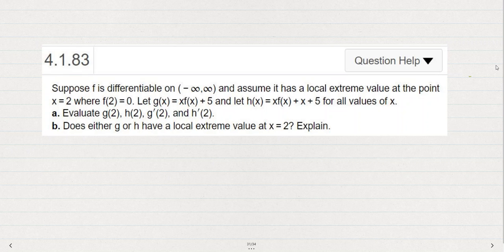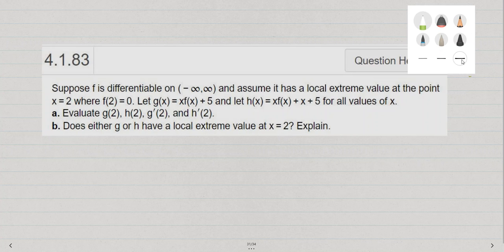This question came in from a student from section 4.1, and it's a good question because it really assesses whether you understand what extreme values are and how we use the first derivative to find those extremes. So let's start by making sure we understand the information that we're given. Here's a copy of the question, and here's what we know from this.